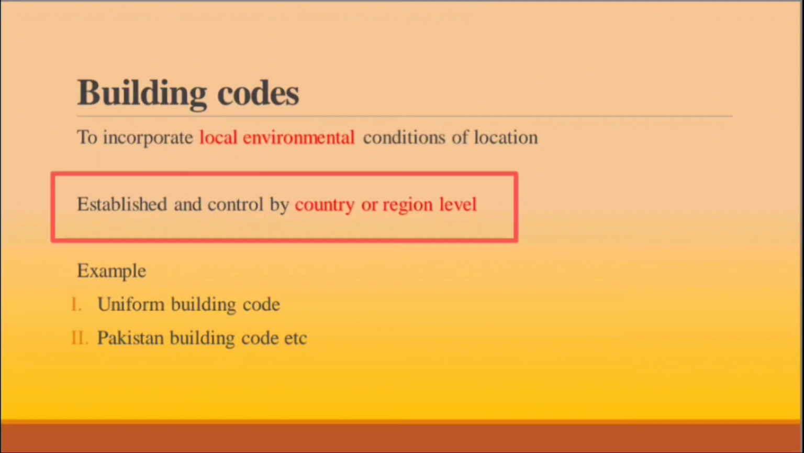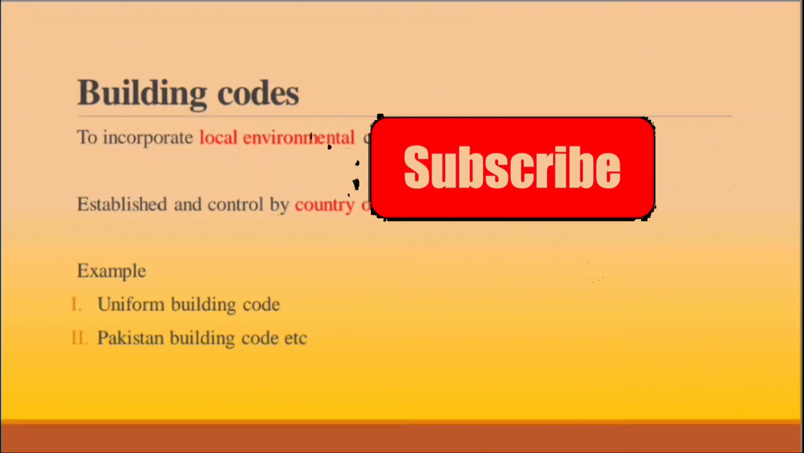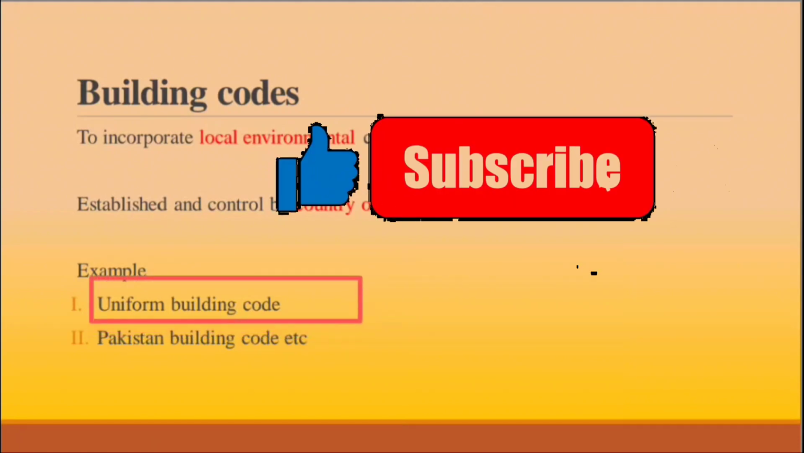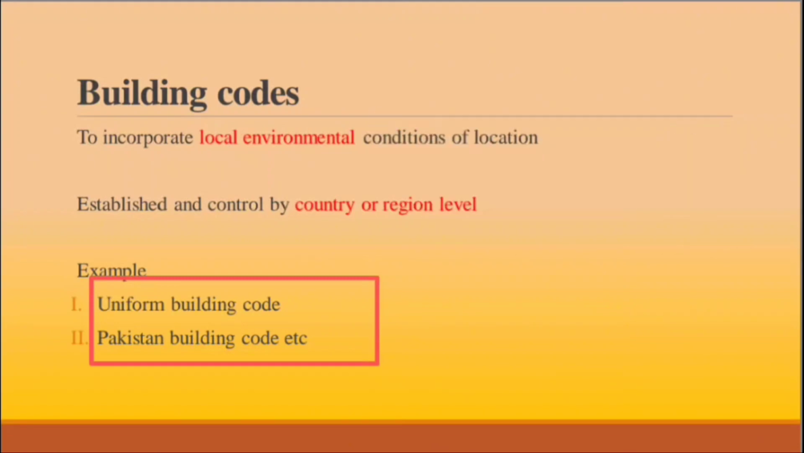These are not international codes. These are local, country-level or province-level codes. They are very necessary while designing any structure in a specific location. These include the Uniform Building Code and the Pakistan Building Code in Pakistan, which cover seismic analysis and loads, lateral loads, snow loads, environmental conditions, etc.